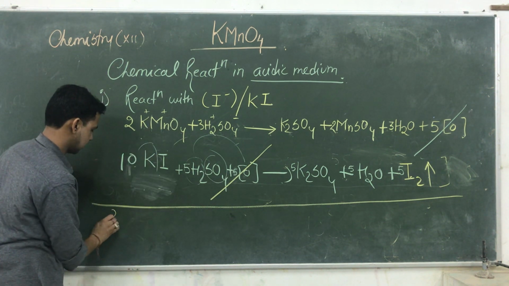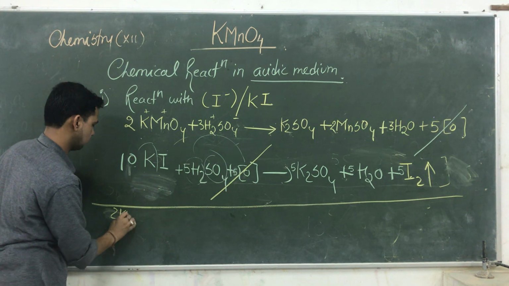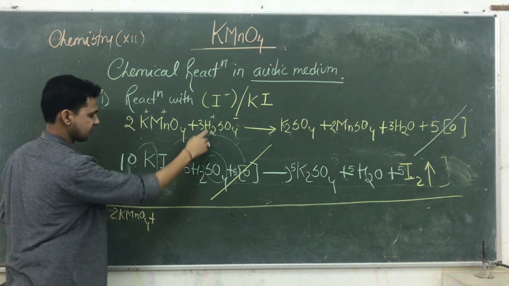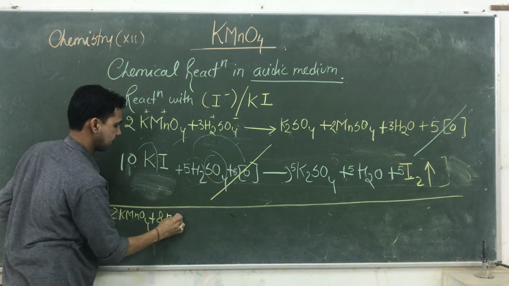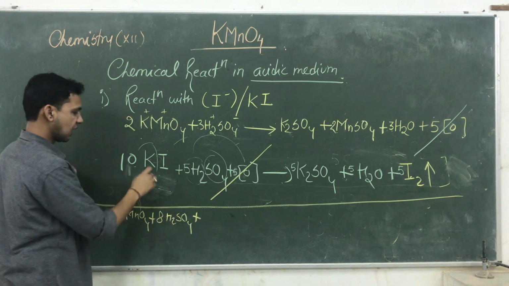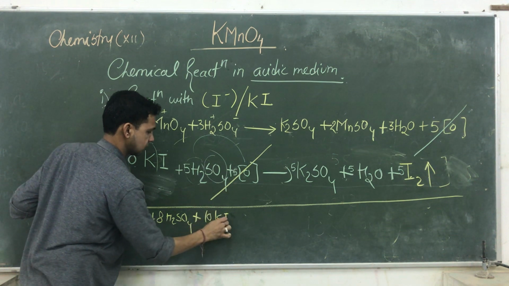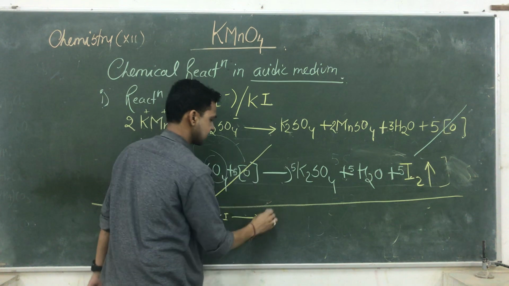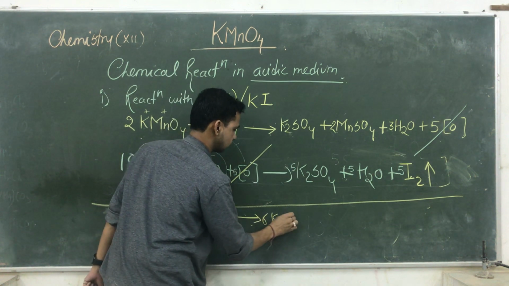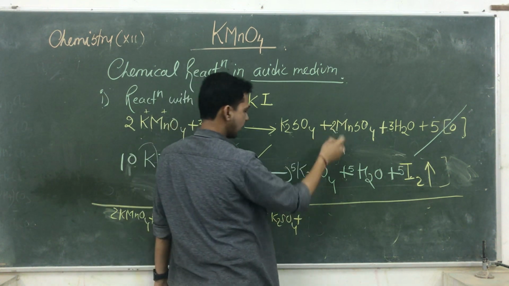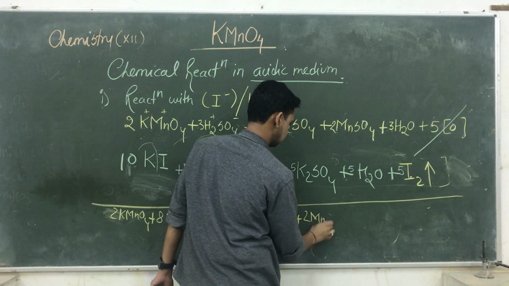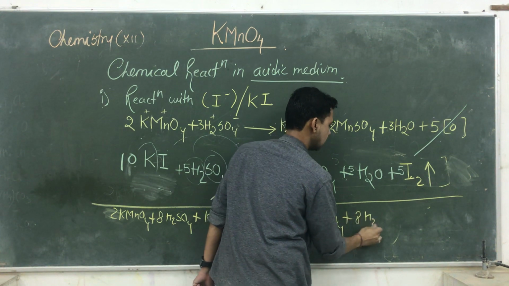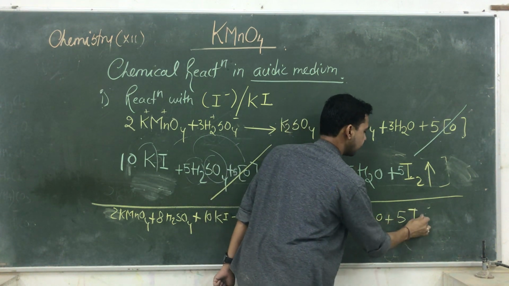So we need to write here 2 KMnO4 plus 8 H2SO4, plus 10 KI, which gives you 6 K2SO4 plus 2 MnSO4 plus 8 H2O plus the liberation of a large amount of iodine gas.